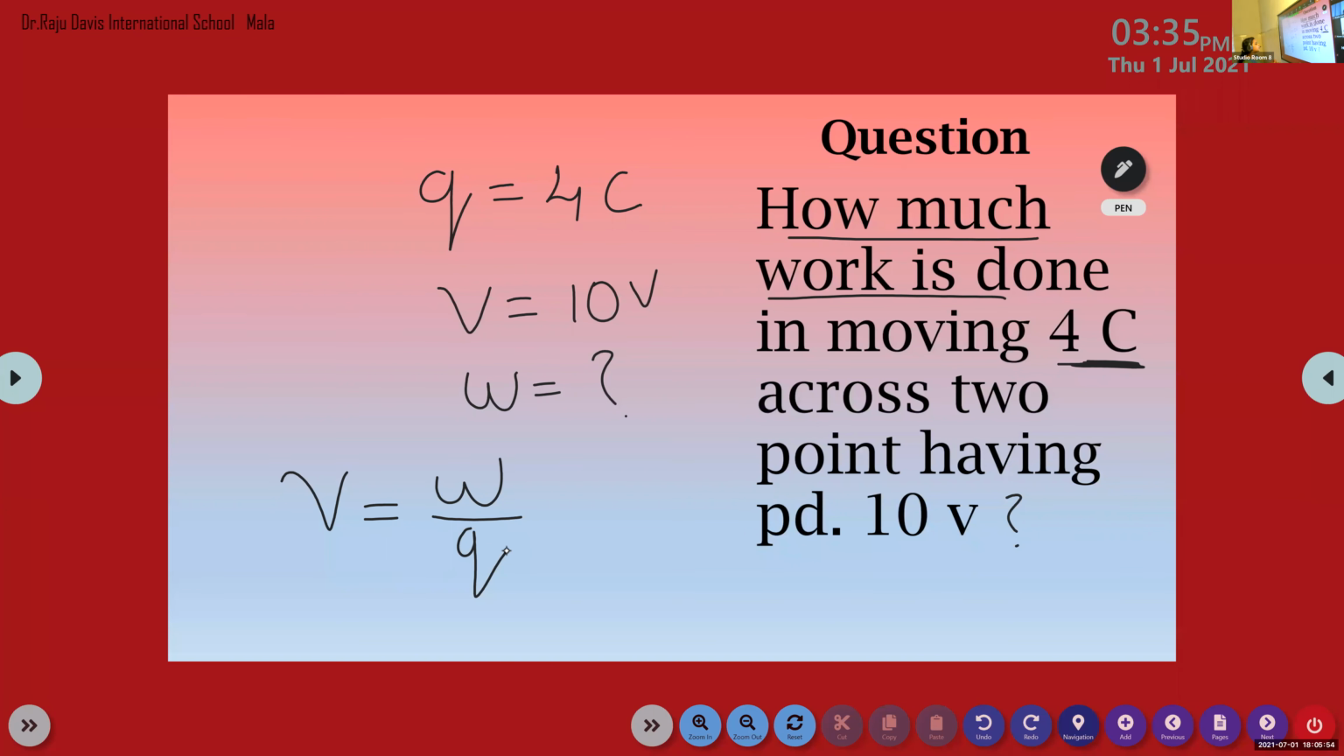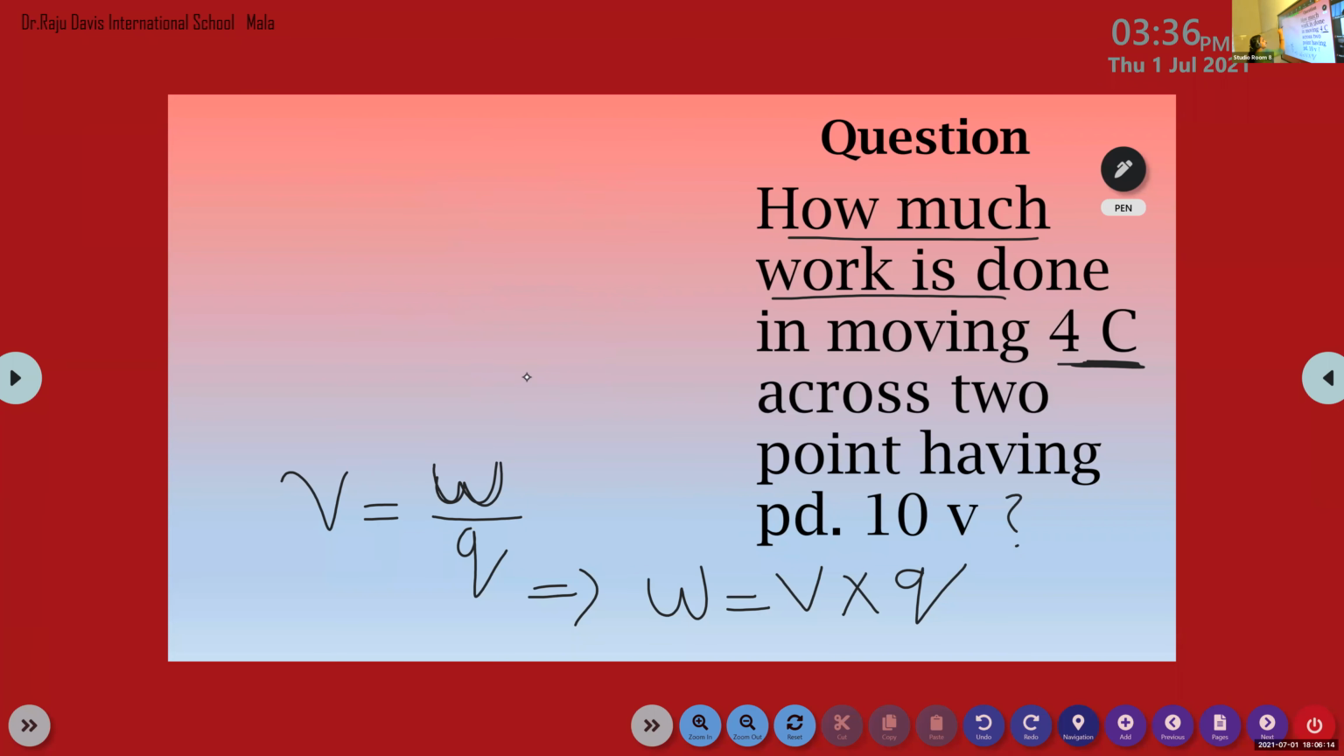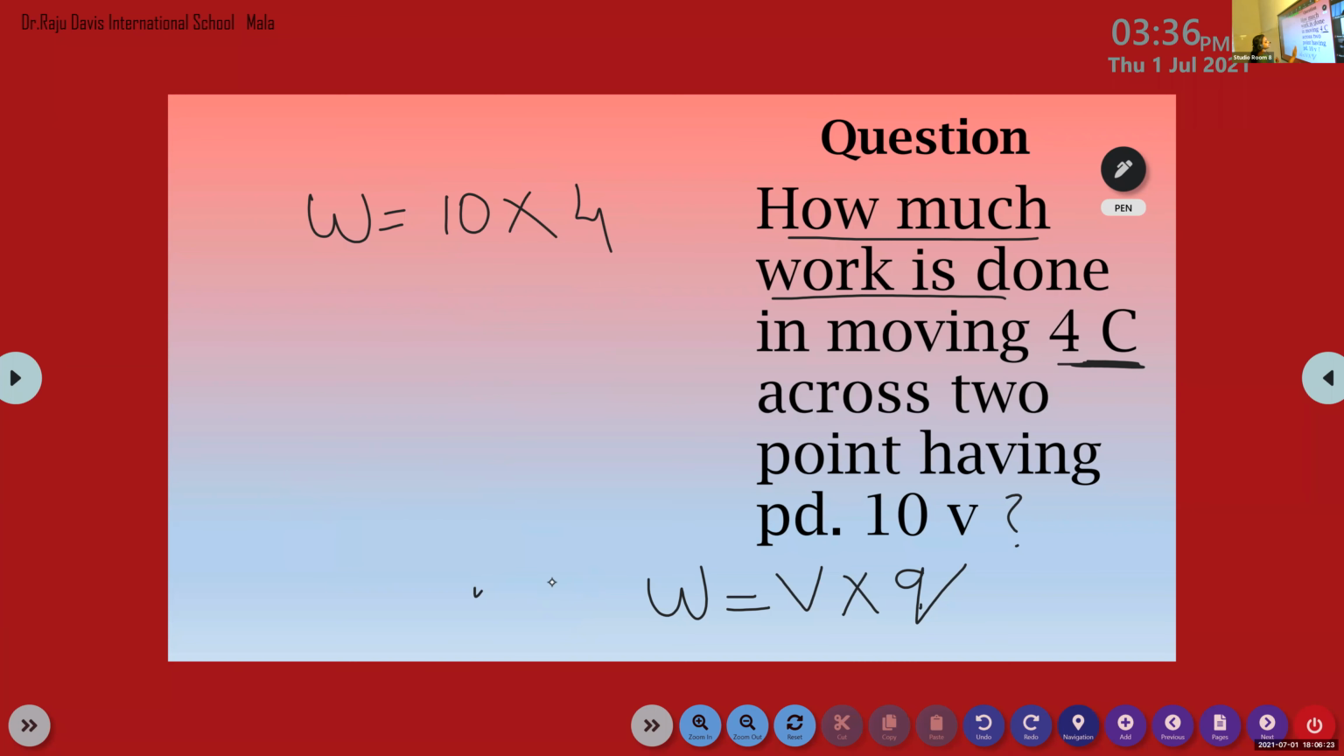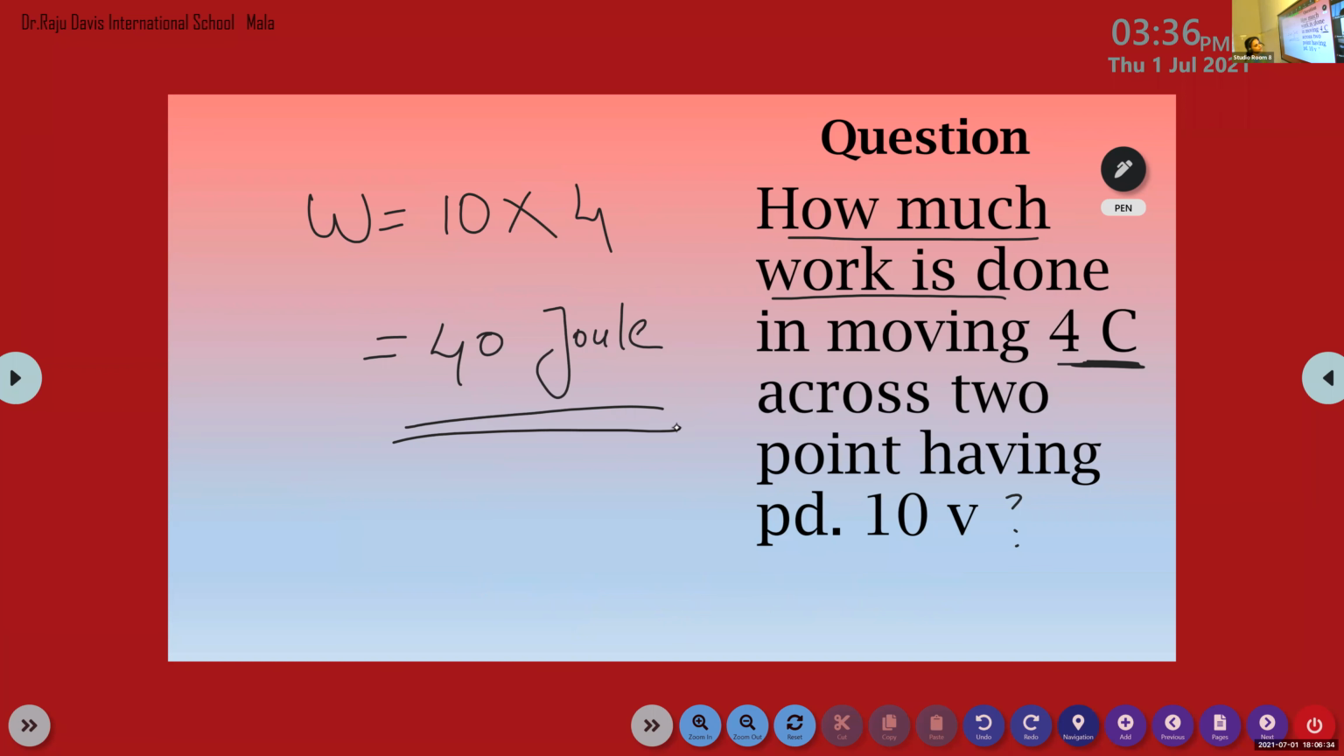V is equal to W by Q. Then you just rearrange the equation, because here we want to calculate W, which implies the work done W is equal to voltage V into the charge Q. Substitute the values. V is 10 and the charge Q is 4. What is the answer? 10 into 4? 40 joule. Very good. 40 joule is the answer.